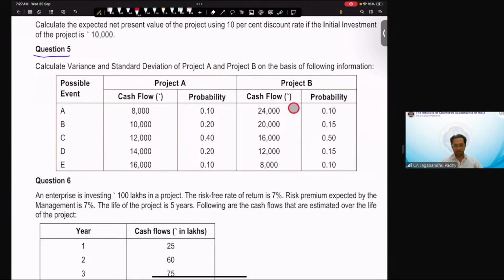Now, can you tell me, in this question, will we be able to calculate the standard deviation of the NPV or standard deviation of cash flows? Tell me, guys, from this question 5 data set, what can you say? Will we be able to calculate the standard deviation of NPV or standard deviation of the cash flow?